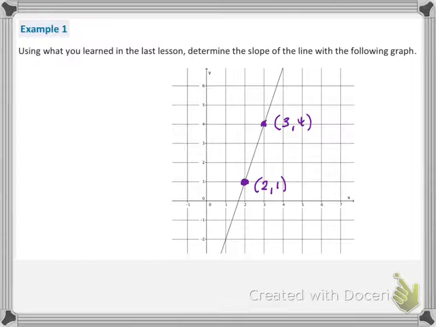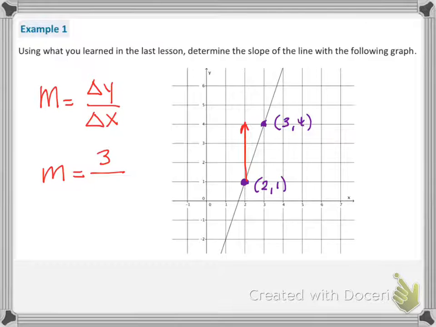And then I can find my slope by just seeing how we would have to change from one to the other. So I know that I would have to go up 3. And remember, slope is the change in y over the change in x. So my change in y is up 3, so that's a positive 3. And then my change in x would be to the right 1, so that's a positive 1, and that makes my slope equal to 3.